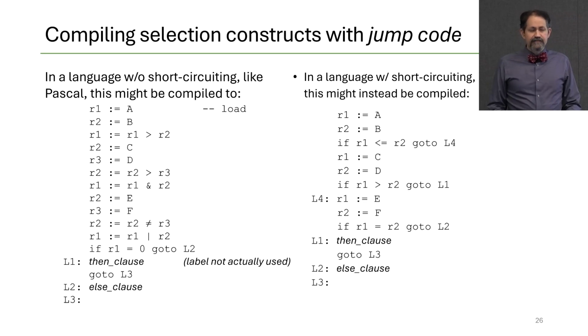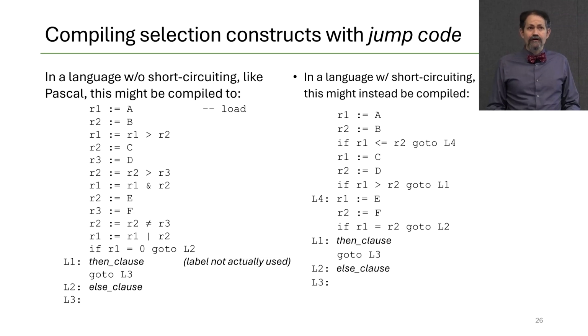So let's look at how that might work. In this case, we're going to be using a compilation technique called jump code. Here, on the right-hand side, we load A and B, and then we test if R1 is less than R2. If so, then the first clause in the AND has failed, and we'll jump to the other part of the OR, which will be at label L4. Otherwise, we continue with the AND, and if we discover that C is in fact greater than D, then we'll go to the then clause because we found out that we're going to do the then part. Otherwise, we continue at L4.